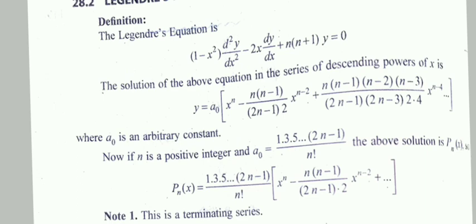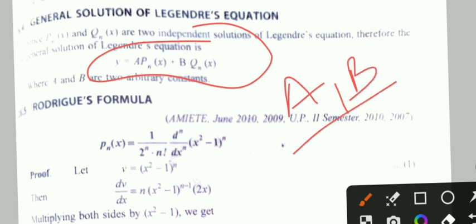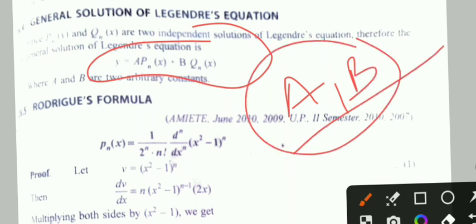You only have to derive the Legendre equation, which we have already studied previously. The Legendre function of the second kind is also not asked in any exam, because it can be derived from the Legendre equation. Now, what is the general solution of the Legendre equation? The general solution is y equals a Pn of x plus b Qn of x, where a and b are two arbitrary constants.